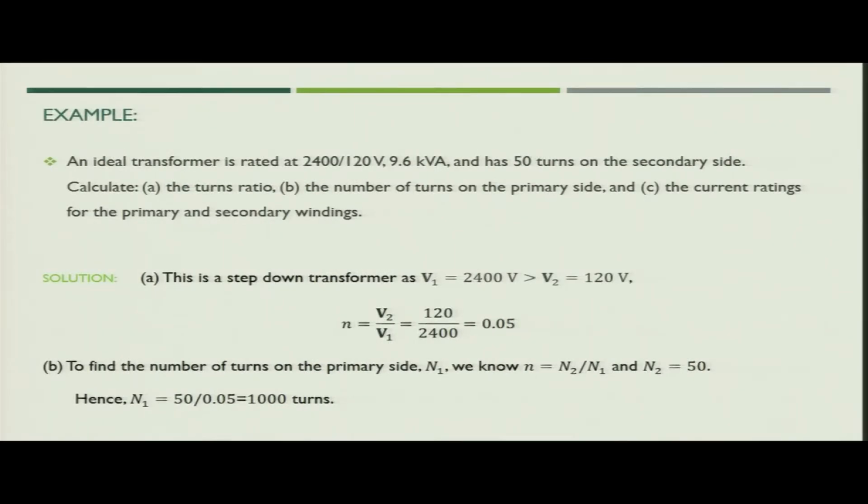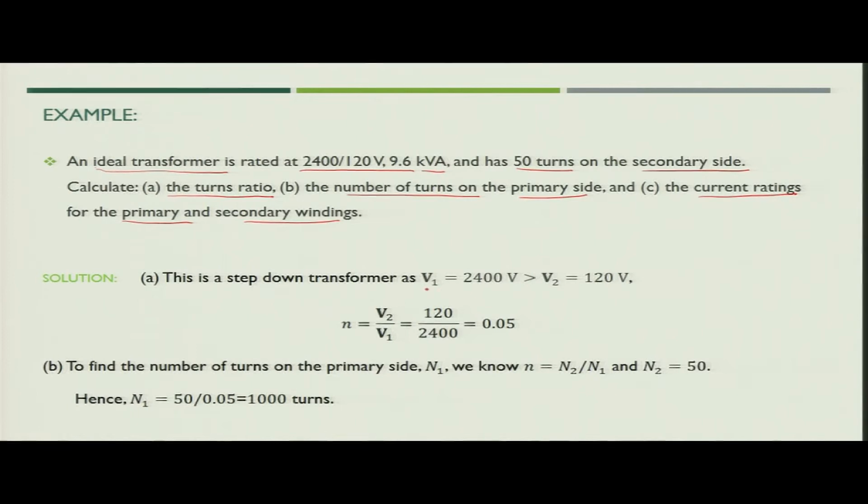Now, let us take a couple of examples related to the ideal transformer to understand the concepts which we have discussed till now. If an ideal transformer is rated as 2400 by 120 volt and the kVA rating is 9.6 kVA, has 50 turns on the secondary side, we need to calculate the turns ratio, the number of turns on the primary side, and current ratings for primary and secondary windings.